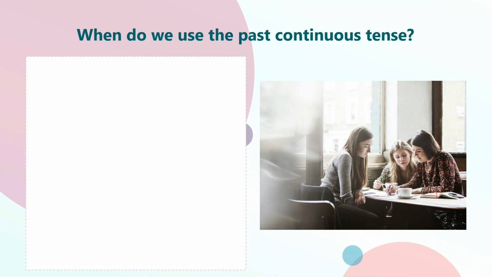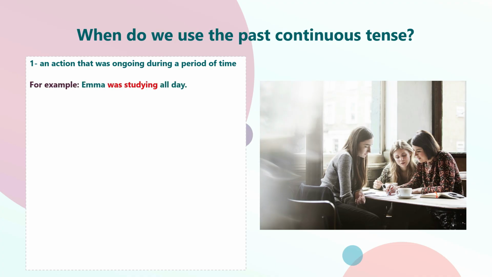Now let's look at when we use it. We use the past continuous to talk about an action that was ongoing during a period of time. For example, "Emma was studying all day." What's the period of time in this sentence? All day. And where is our past continuous? Was studying. Okay?